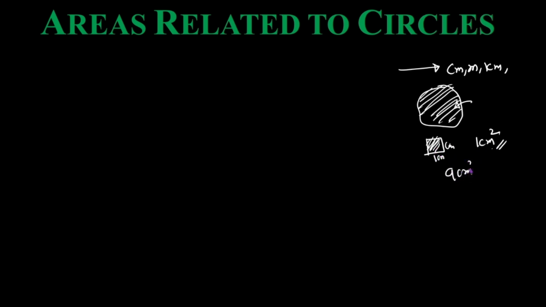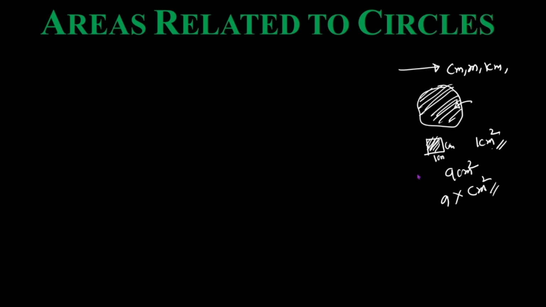That means you have 9 centimeter cubes like this. You may not have the same shape, but if you totally divide it into small pieces like millimeter square areas, you'll get 9 centimeter square area in total. That means 9 times centimeter square. You can represent it that way. That's the area.